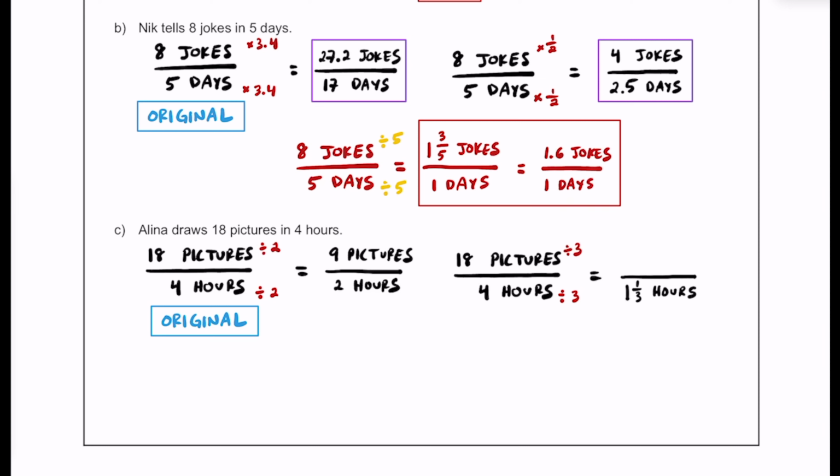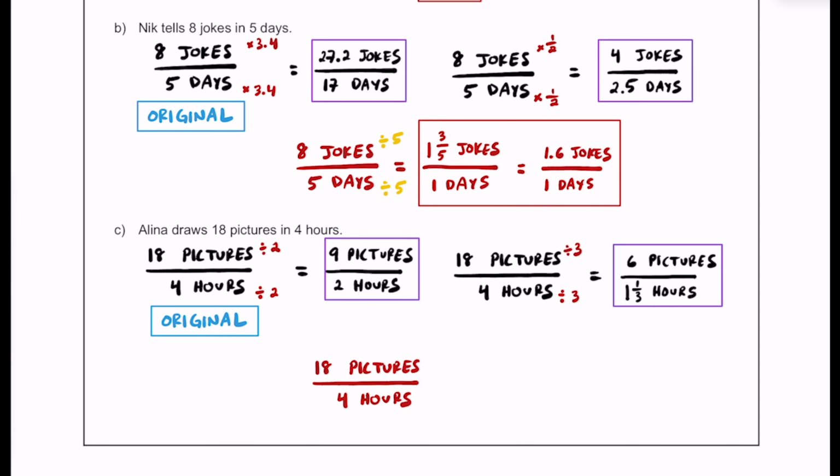So 18 pictures divided by 3. That means she has 3 times less amount of time, so she would draw 3 times less pictures. So that would be 6 exact pictures in 1 hour and 20 minutes, or 1 1/3 hours.